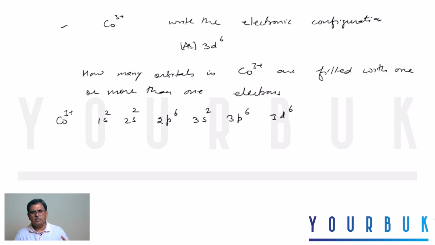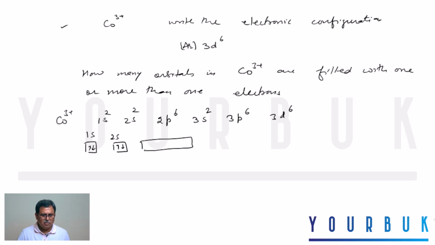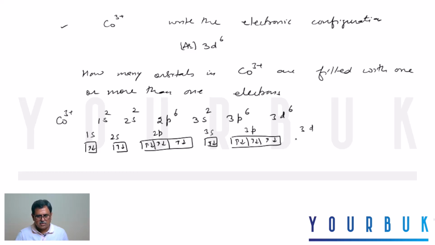Now to calculate how many orbitals are filled with 1 or more than 1 electron, you look at the boxes. For 1s, we draw 1 box, so you have 2 electrons. For 2s, again we draw 1 box, you have 2 electrons. For 2p, we draw 3 boxes, 2px, 2py, 2pz. So we have 2 electrons in each box in each orbital. Then 3s orbital, you have 2 electrons. For 3p also, we draw 3 boxes, 3px, 3py, 3pz. So each box is filled with electron. Now for d, you have to draw 5 boxes, and each box in this case is filled with one or more than one electron.